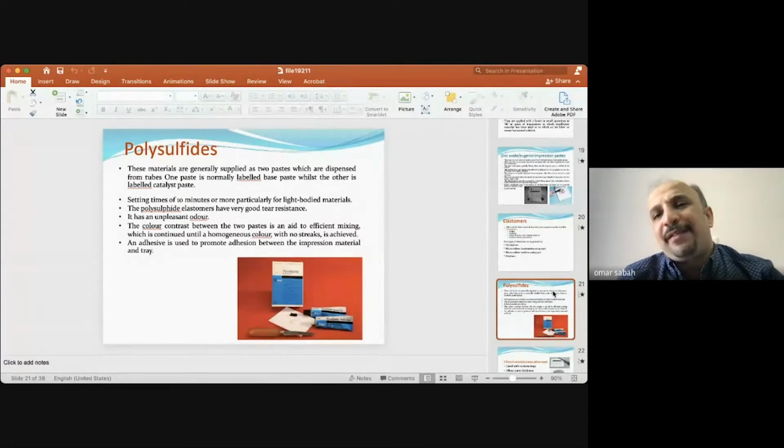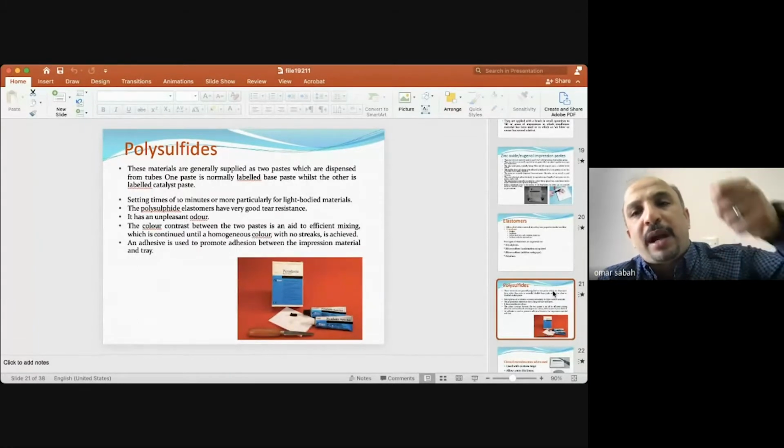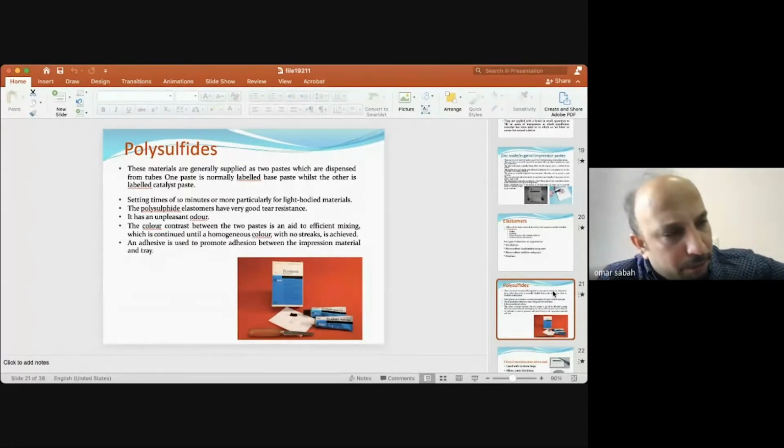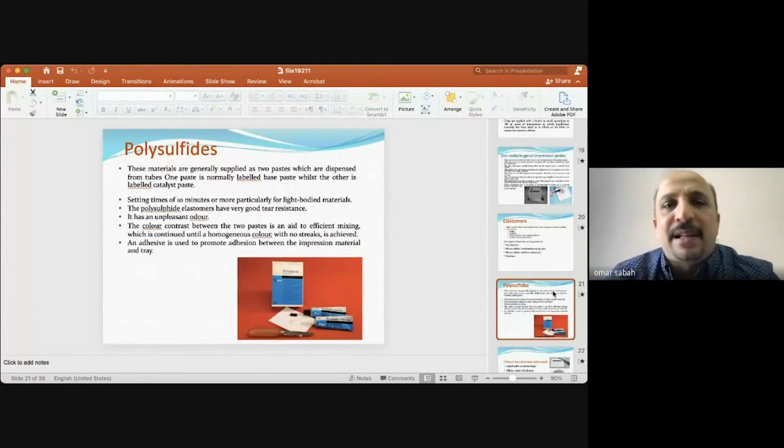What is the difference if the mixing is not homogeneous? In the setting, some of the material will set, some will not set, and another part may be delayed in setting, because the mixing of the catalyst affects the working time. This way, when I remove it from the patient's mouth, I get some areas set, another area sticky, and another area maybe not set at all.